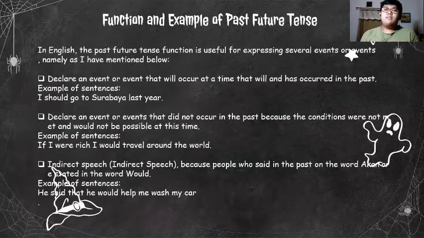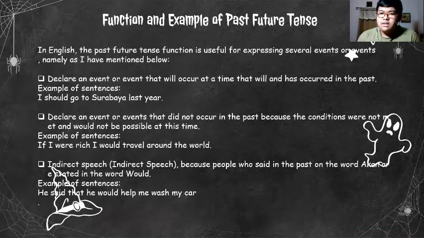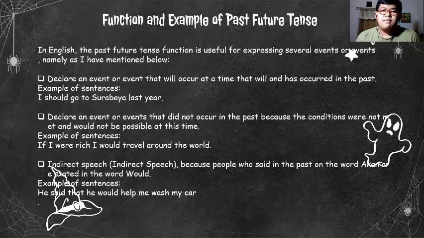The function examples of past future tense. In English, the past future tense function is useful for expressing several events, namely as I have mentioned below. Like the first one, declare an event or events that will occur at a time that will and has occurred in the past. Like an example sentence, I should go to Surabaya last year. Second is declare an event or events that did not occur in the past because the conditions were not met and would not be possible at this time. And then third is indirect speech.